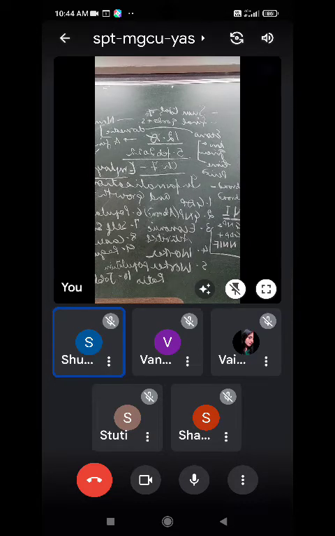Okay. Now next is economic activities. Economic activities are those activities which are undertaken to earn some profit, some reward, financial gains.